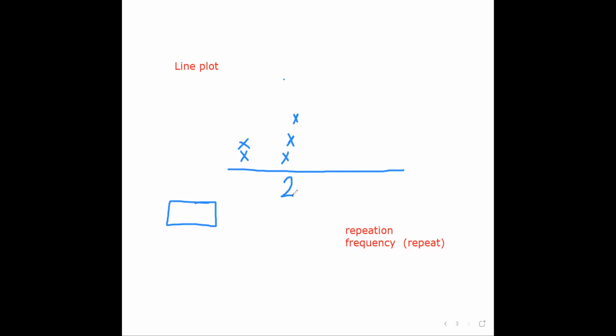So I count how many times, how many have the same thing. How many have the same thing? And it's always about numbers.